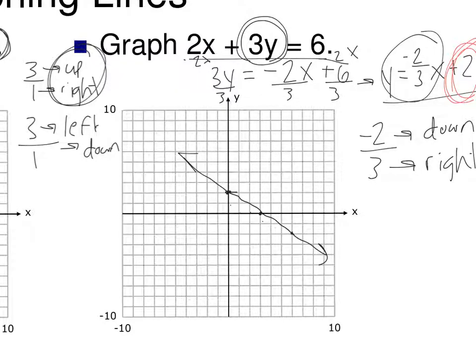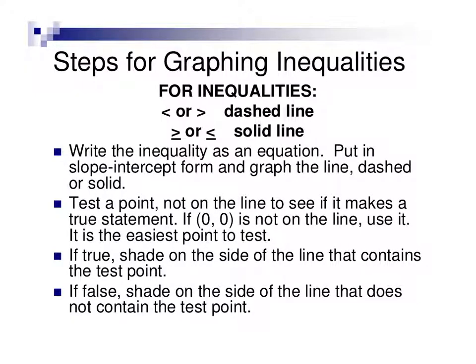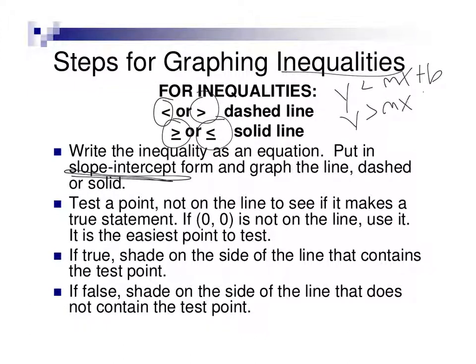All right, so next we got the steps for graphing inequalities. Remember that inequalities are those ones that have the less than or greater than or equal to, less than or equal to in their expressions. Okay, so to write the inequality as an equation, you need to first get it into slope-intercept form. So in our case, that's going to be y is less than mx plus b, or y is greater than mx plus b, that sort of thing.